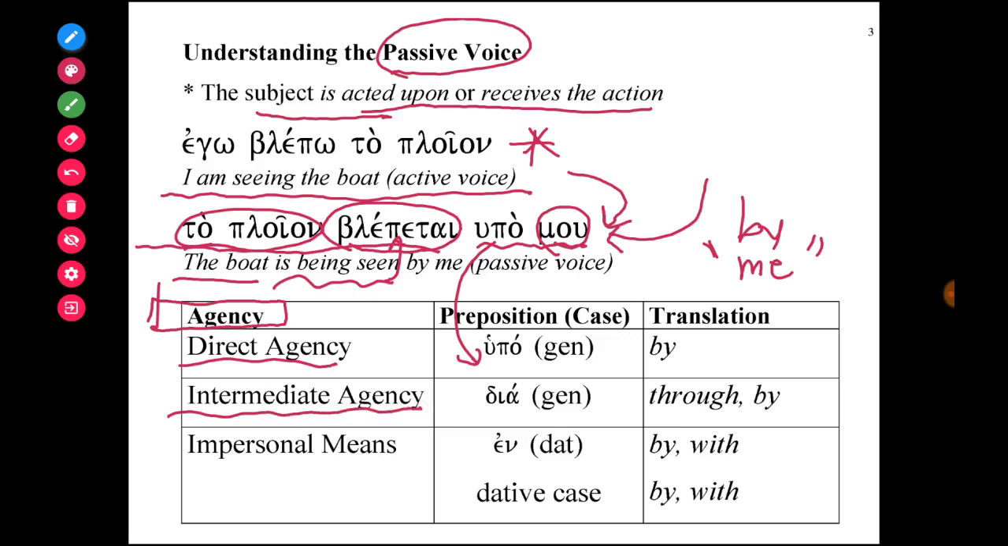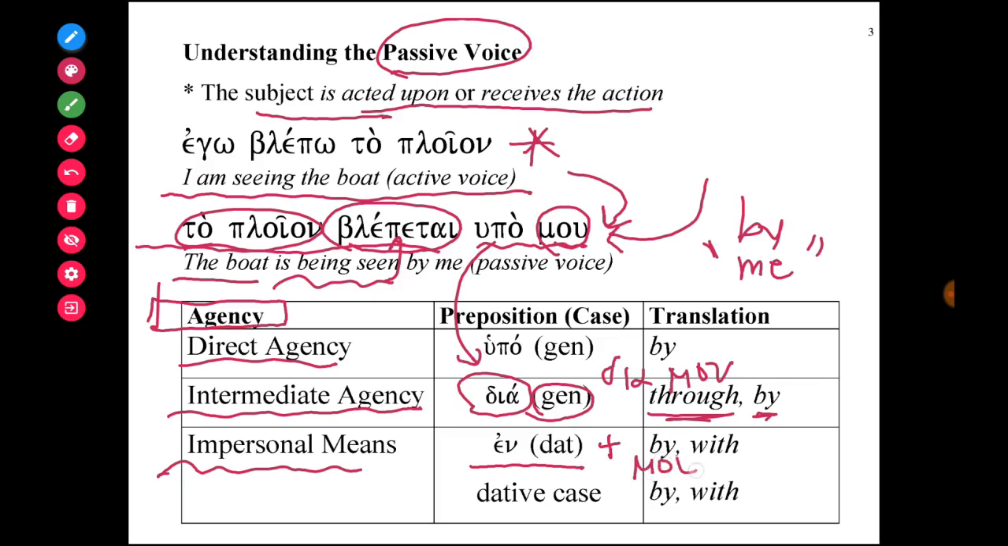An example of intermediate agency is when we take the preposition dia plus the genitive. And so this would be dia mou, and that could also be translated as by me or through me. And then we also have agency described by a sentence construction called impersonal means, where we take the preposition en plus the dative form of the pronoun. So in this case, it would be emoi. And so en emoi could also be translated as by or with me. And then lastly, you don't even need a preposition. You can actually drop the preposition and simply write emoi. And this would also be translated in the same way as en emoi, by or with me. So this chart right here illustrates the three main ways that one can describe agency in a passive voice construction.